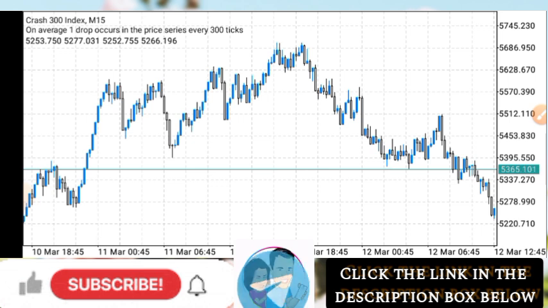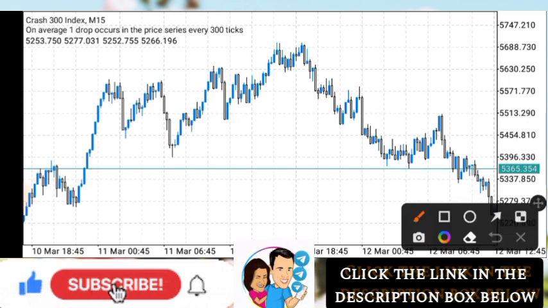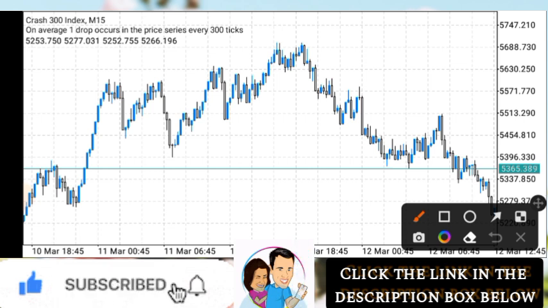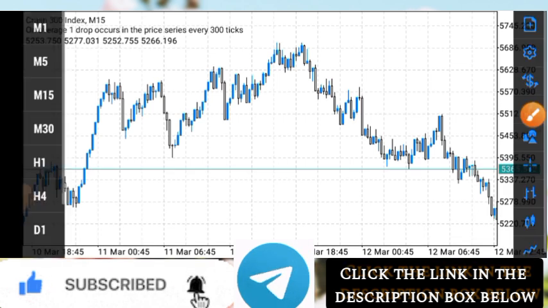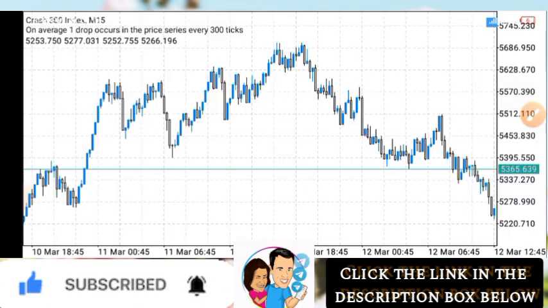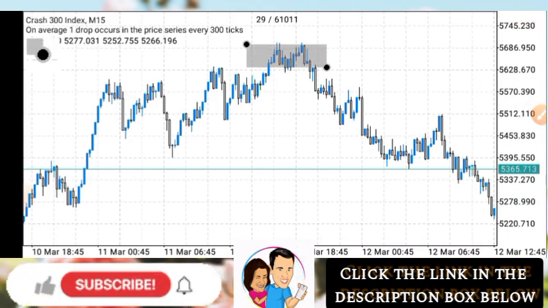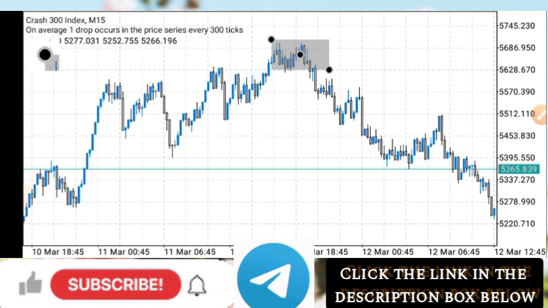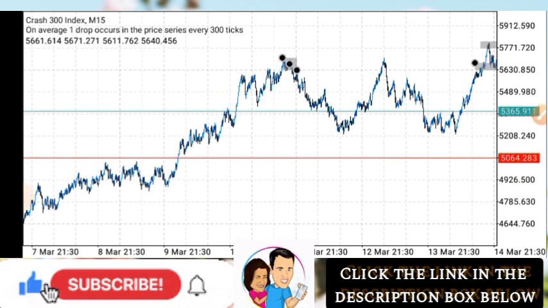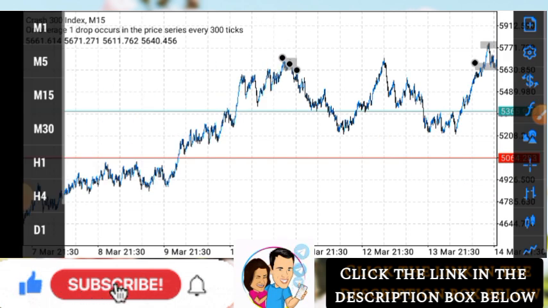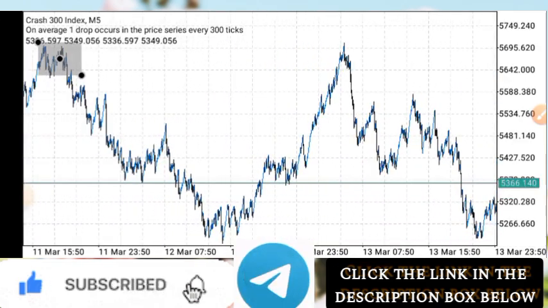This is another example we have here. This is another example. This is a double top. Okay, maybe I should go to the lower time frame. Let me scale down to the lower time frame. Okay, 5 minutes. Good.